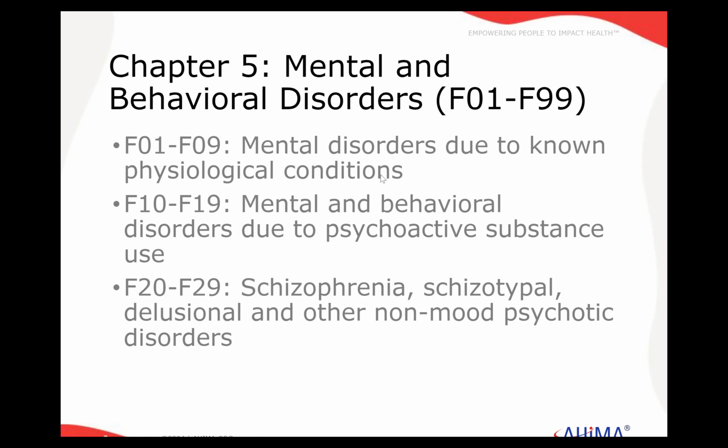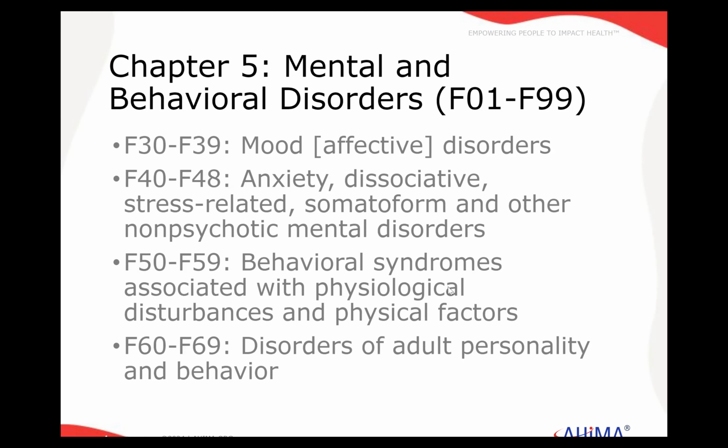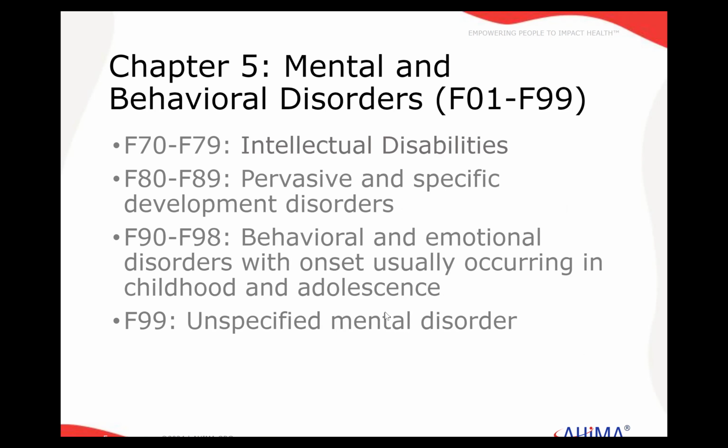F20 through 29 are the schizophrenias and the other non-mood psychotic disorders. F30 through 39 are the mood affective disorders. F40 through F48 are anxiety, dissociative, and stress-related disorders. F50 through 59 are behavioral syndromes that are associated with physiological disturbances. And F60 through 69 are disorders of adult personality and other behaviors.